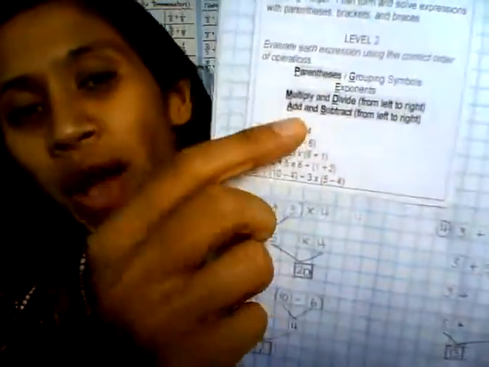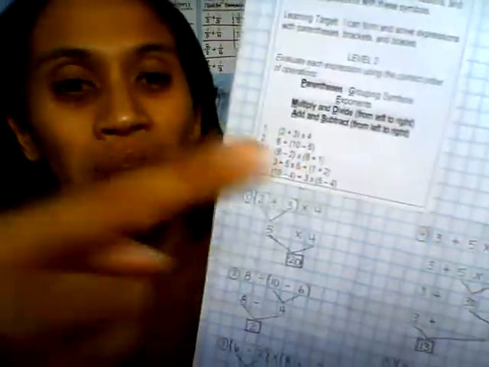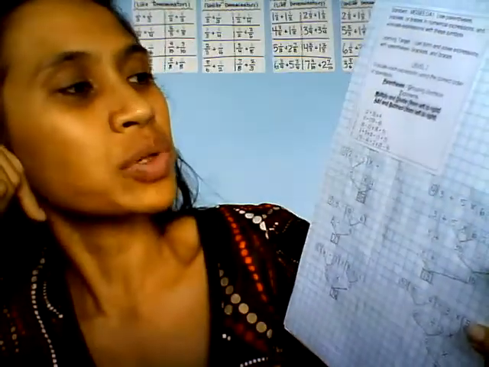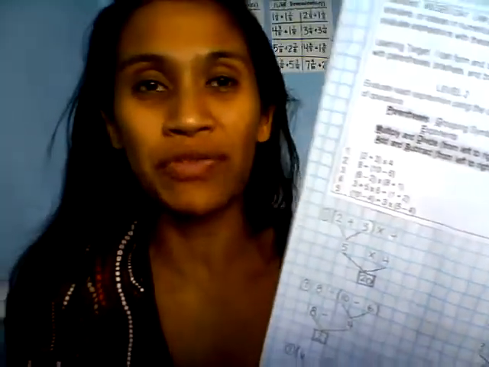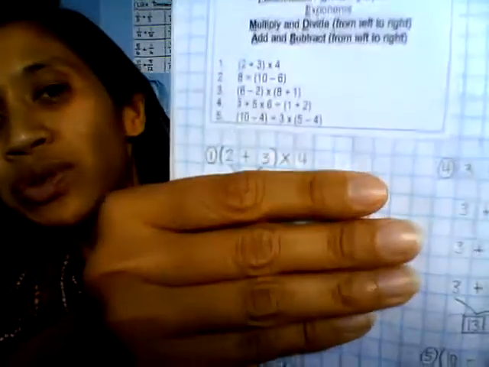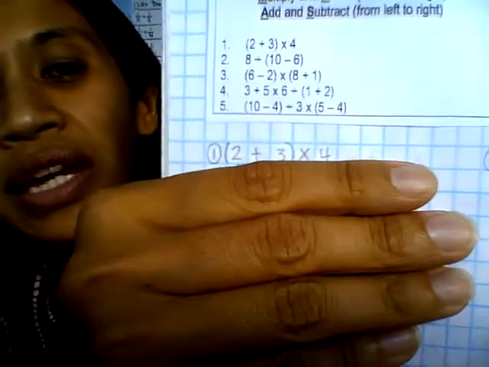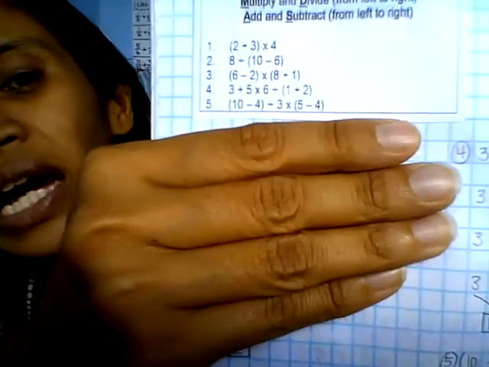Now, order of operations. Remember, we have rules we need to follow. Parentheses, grouping symbols, exponents, multiply and divide from left to right, add and subtract from left to right. That is the order we need to evaluate these expressions. So if you do not have the paper because you did not get it when I told you to, make sure you write that down right there. Write it down. Alrighty, so I will go through it.